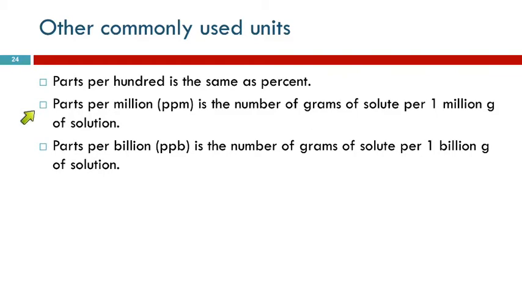And these are just used for much smaller concentrations. These are used in things like measuring levels of contaminants in drinking water. It's going to be a very, very small amount, but maybe the lead in the water is 1 part per million.